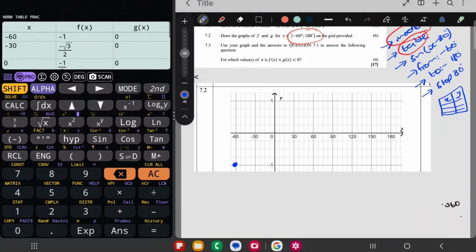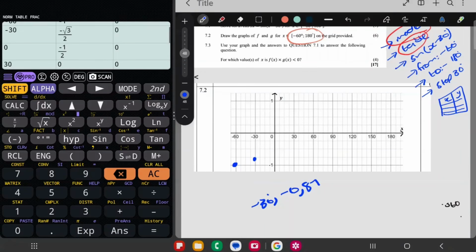So the first point is negative 60 and negative 1. Then I have negative 30, and that goes with negative 0.87, if you write that negative root 3 over 2 as a decimal, eh? So that will be somewhere in here. Then I have 0 and negative half. So 0 and negative half is there. 30 and 0 is there. 60 and a half will be somewhere there.